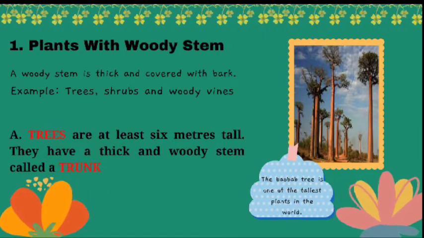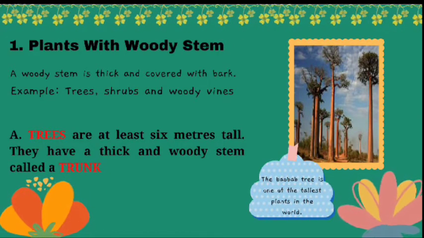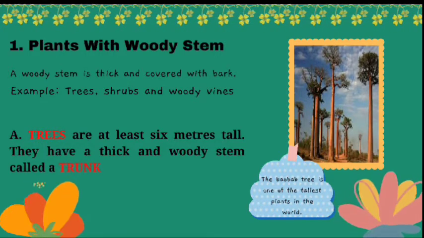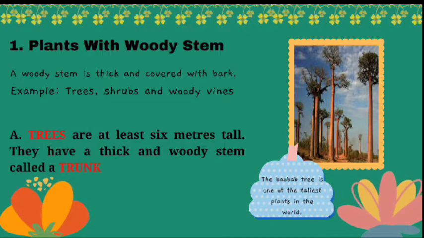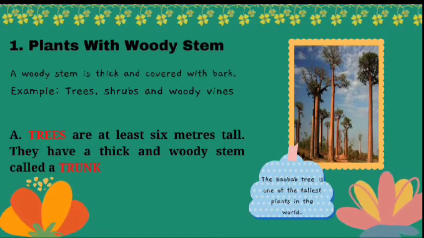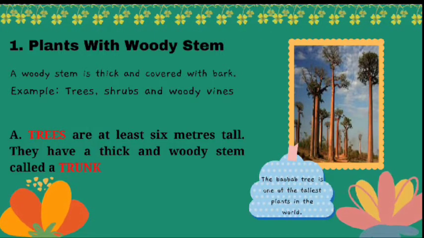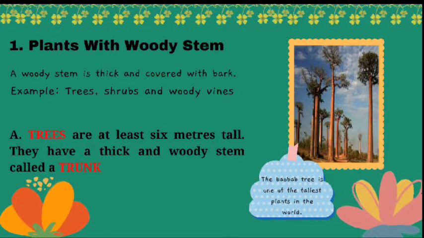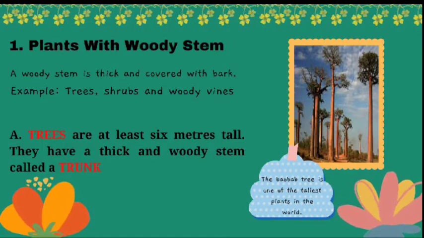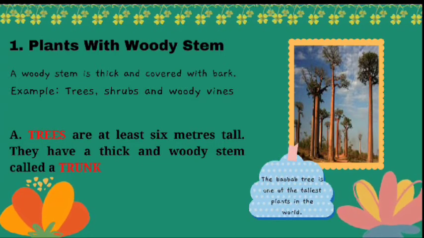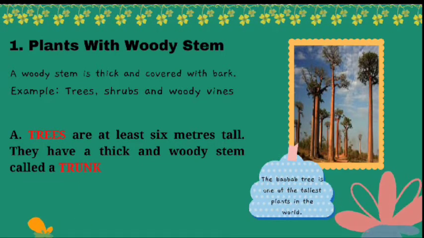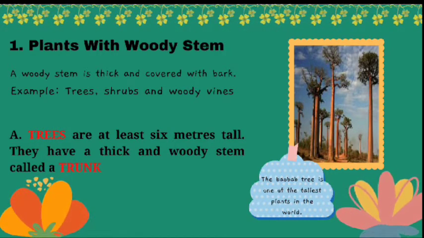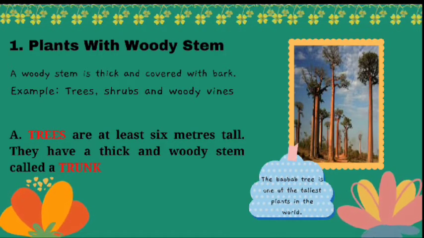First, plants with woody stems. A woody stem is thick and covered with bark. Examples: trees, shrubs, and woody vines. A. Trees are at least 6 meters tall. They have a thick and woody stem called a trunk. The baobab tree is one of the tallest plants in the world. Look at the picture.